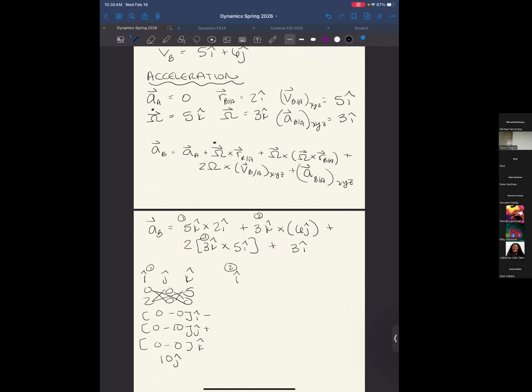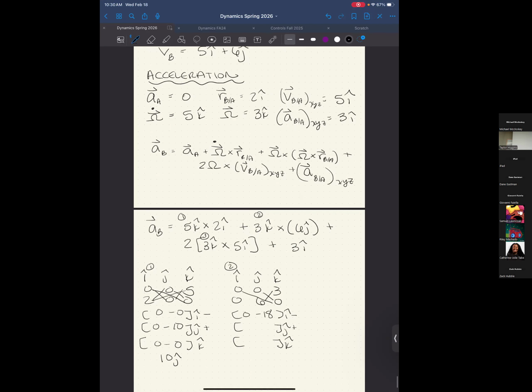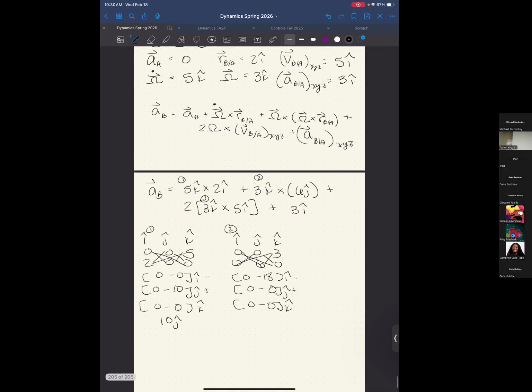Second one: I, J, K, 0, 0, 3, 0, 6, 0. I minus J plus K. Okay. All right. 0 minus 18. 0 minus 0. 0 minus 0. Minus 18I.